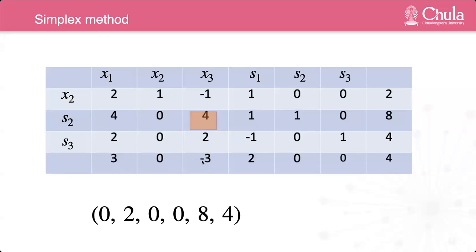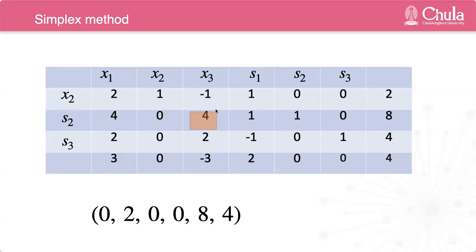Again, because this is negative, the most negative coefficient, x3 should be introduced to the set of basic variable. And we check B over A. This one is 2, right? 8/4, it's 2. This one is negative. We don't use negative. And this is 2. We select either one. We select this one. It's okay. So we introduce x3. We remove s2 from the set of basic variable.